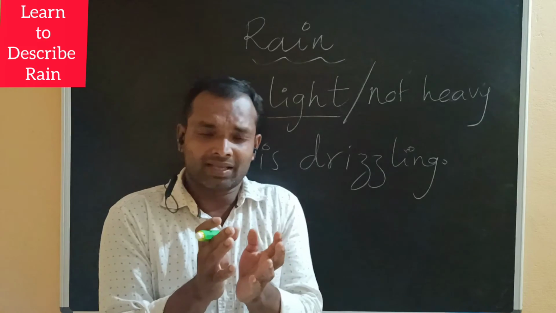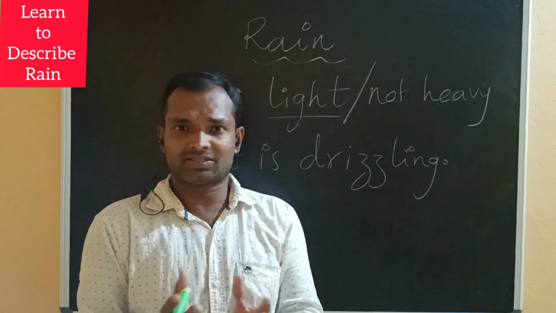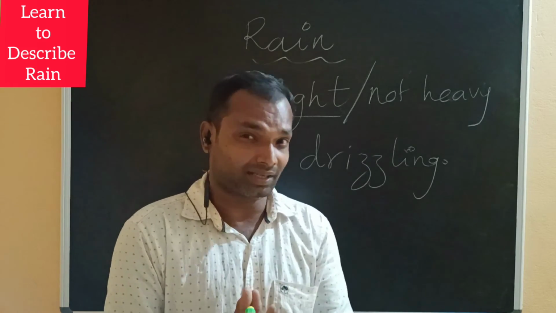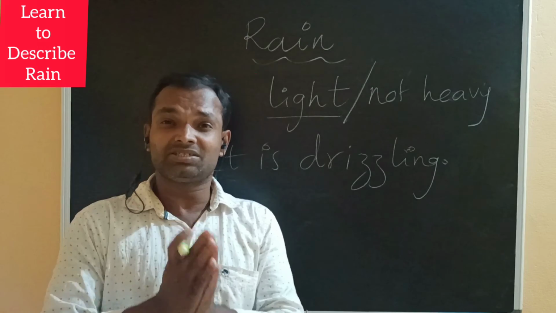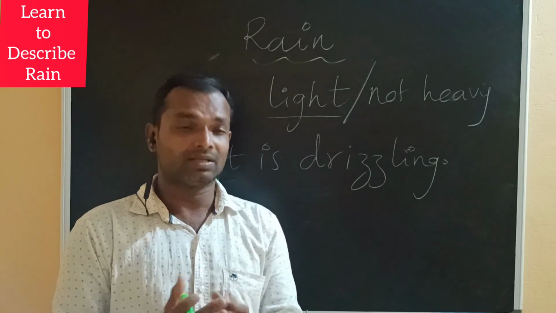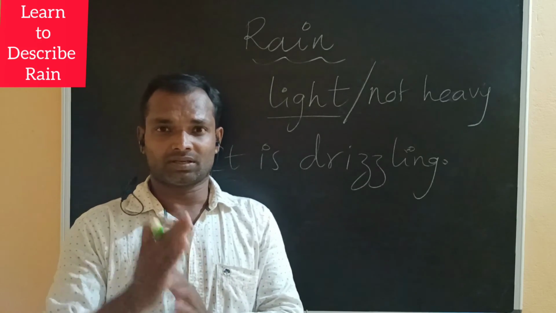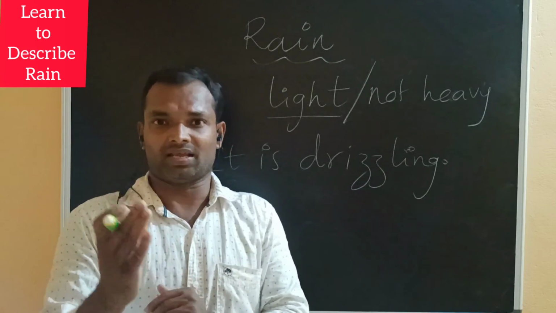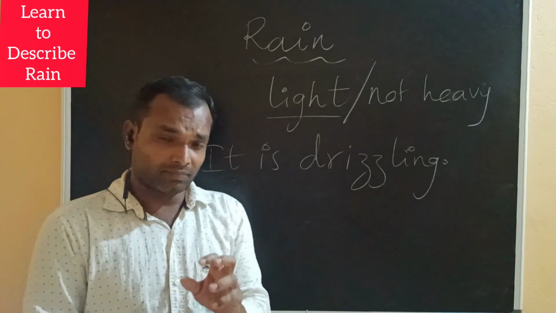Intermittent rain spoils our entire day's work. It spoils everything. And incessant rain means raining continuously, the opposite of intermittent. Incessant means continuous rain. So I hope you have enjoyed this.